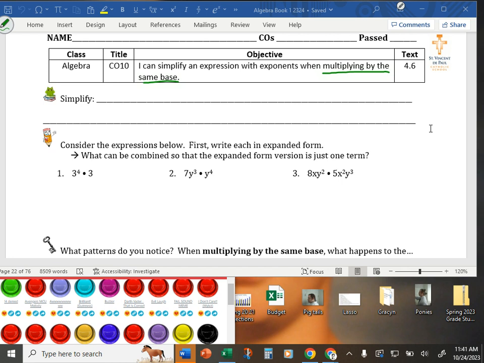Writing out an expanded form, you're going to see immediately that it matters. That understanding of what an exponent is going to matter big time in Unit 2.